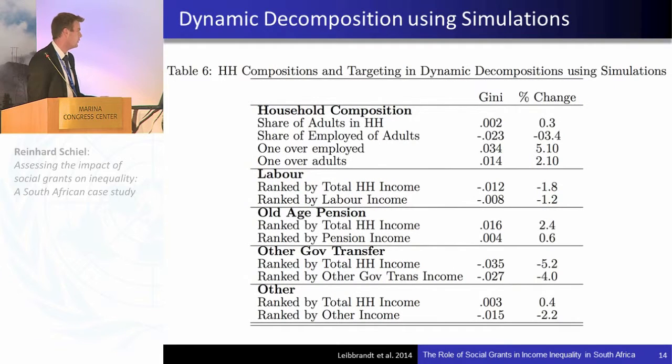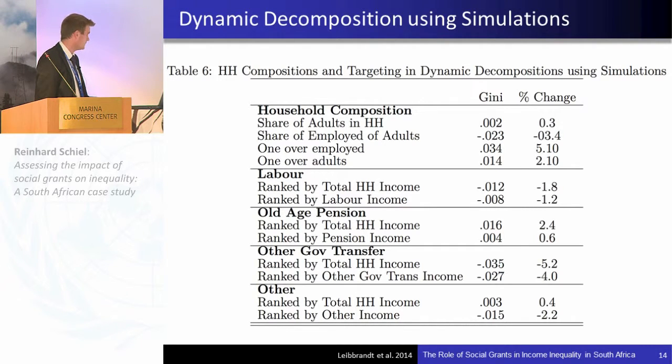Over here, we do the more nuanced approach where we take into account changes in household composition, as well as try to capture how changes in targeting in a particular grant system, or the distribution changes, which we obtain through the re-ranking. So first focusing on household composition, we can see that as the share of adults has changed over the period, it has resulted in a slight increase in income inequality across the period. However, the proportion of adults that are employed has resulted in a decrease in inequality.